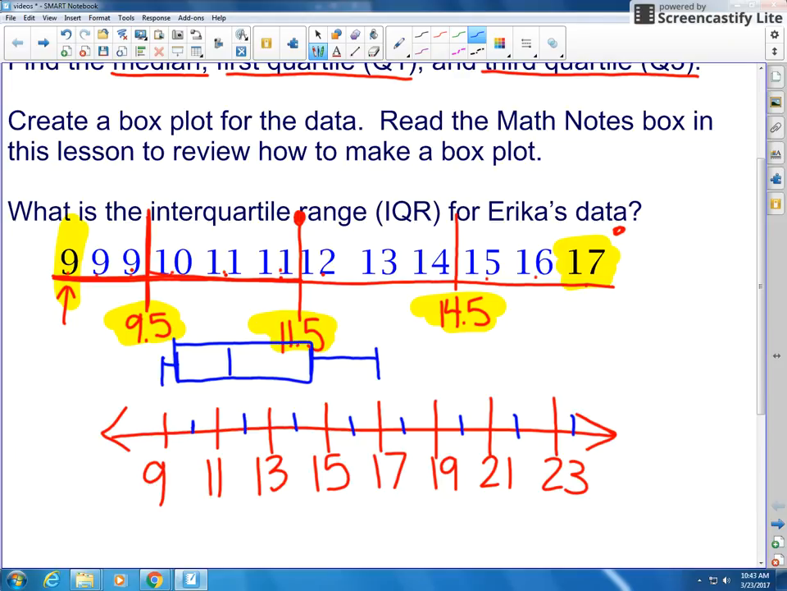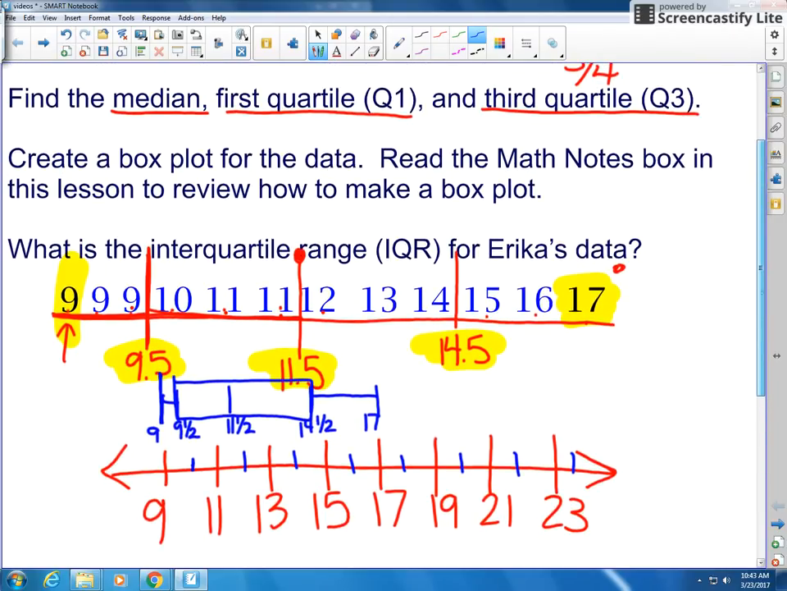So now you can kind of see why it's called a box and whiskers, like the whiskers of a cat or whiskers of a dog, and I have a box in the middle. Now I really want to label all my data. So this is 9. This was 9.5. This was 11.5. My quartile 3 was 14.5, and my maximum is 17.